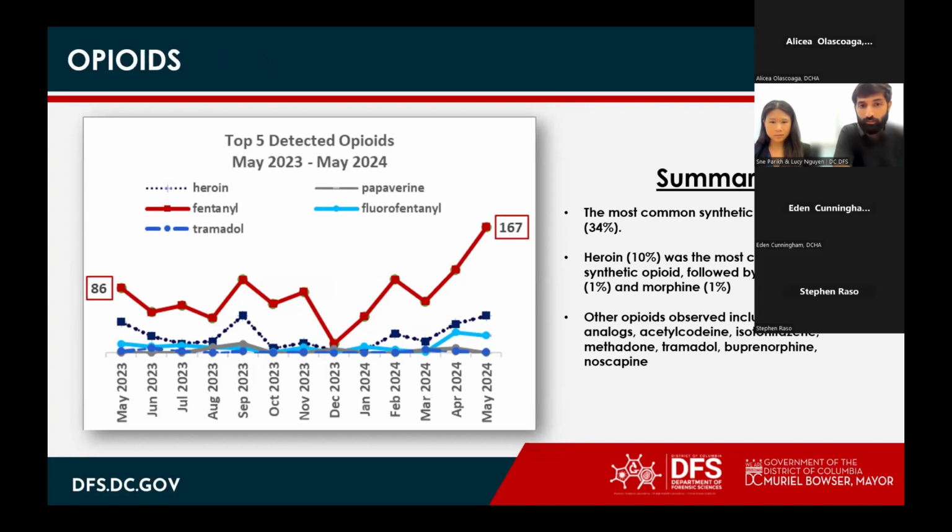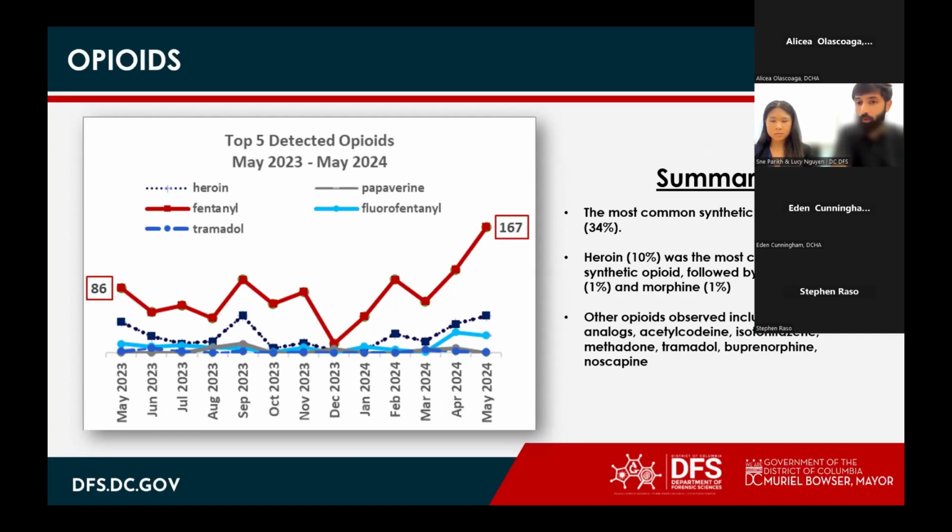So here you'll see the red line is fentanyl. It is the overwhelmingly predominant synthetic opioid in this particular drug class. The most common non-synthetic opioid was heroin that we're seeing in the used syringes. And then we're also seeing, just much like OCME, a continued presence of fluorofentanyl. It is absolutely the most prevalent fentanyl analog that we're seeing.